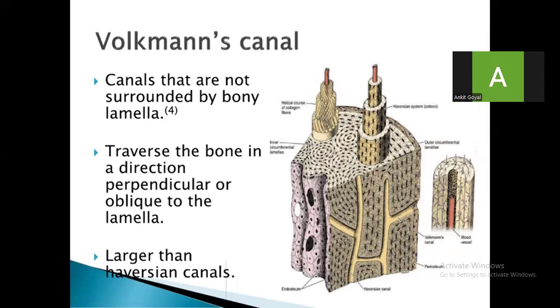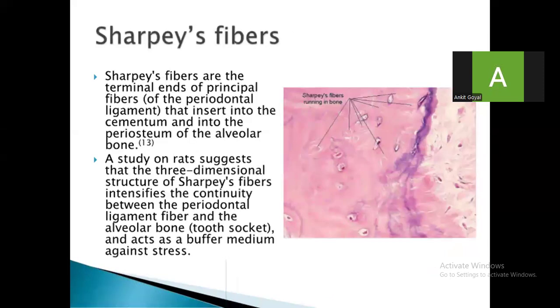Volkmann's canals. The canals that are not surrounded by bony lamellae are Volkmann's canals. They traverse the bone in a direction perpendicular or oblique to the lamellae. These are larger than Haversian canals. Sharpey's fibers are basically the terminal ends of principal fibers of the periodontal ligament that insert into the cementum and into the periosteum of the alveolar bone.